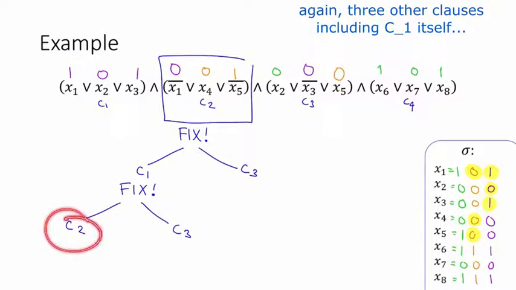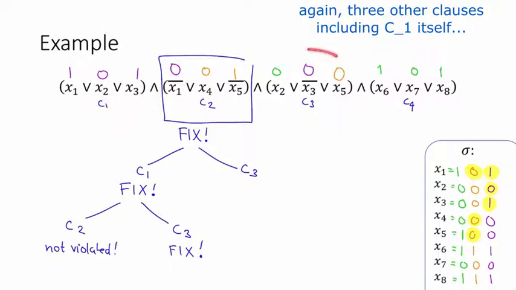I go and look at C2. Fortunately, it's not violated. So I don't need to recursively call anything. And then I go and look at C3, and oh no, it is violated. So I'm going to call fix.